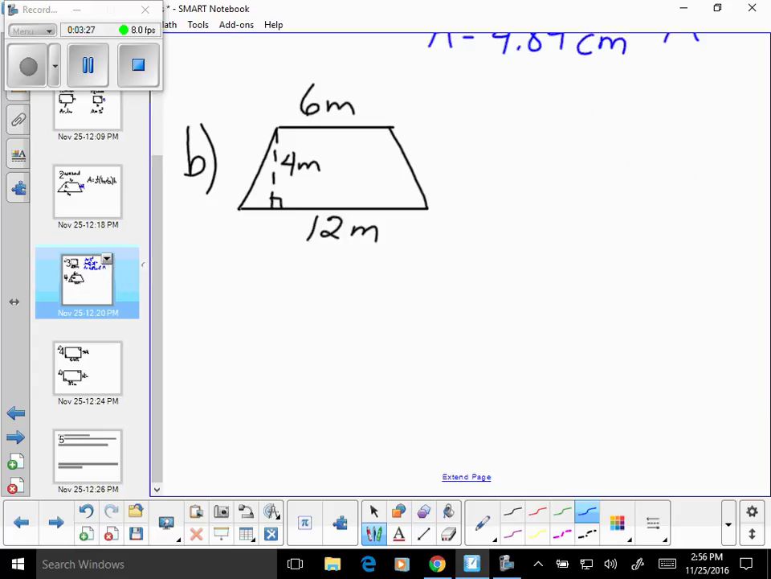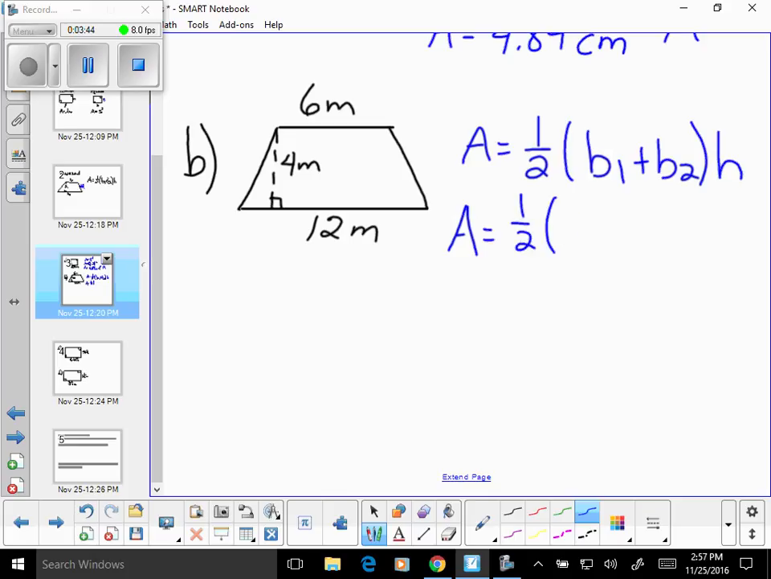Let's look at sample B. This time you have to recognize we have a trapezoid. Area equals 1/2 the sum of the bases, b sub 1 plus b sub 2, times your height. All right. b sub 1 is 6 and b sub 2 is 12. Yes, it could be the other way around because obviously addition is commutative. Generally speaking, we're in the habit of calling the top one b sub 1 and the bottom one b sub 2, or if it's sitting on its side, we'll call the left side b sub 1 and the right side b sub 2. And then we're going to take it times h, which is 4.